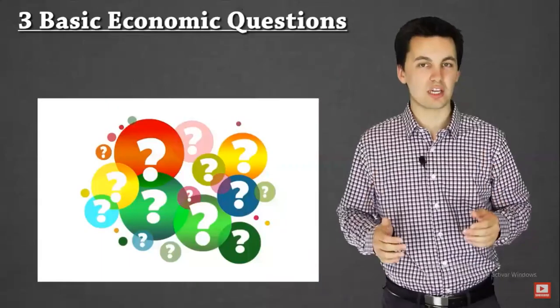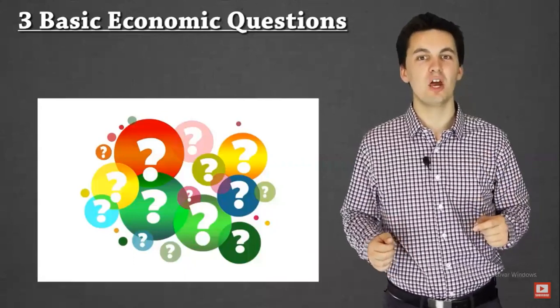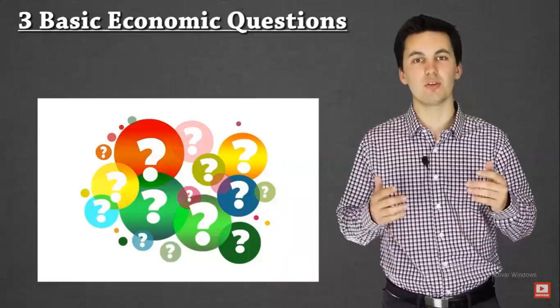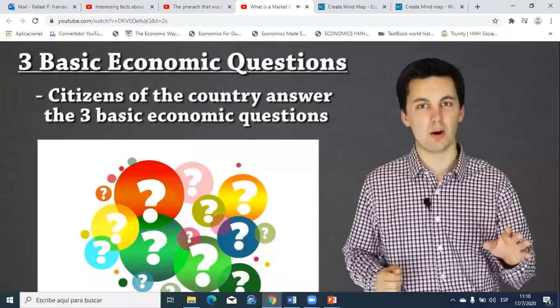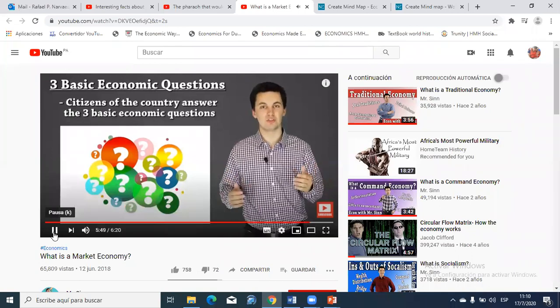Now, for those economic questions again, I stated it earlier, but just to make sure you understand, in a market economy, the three basic economic questions are answered by the people living in the society. Everyone gets to decide what to produce, how to produce it, and for whom. It's up to you to make your own decisions. And that's one of the big benefits to this economy.